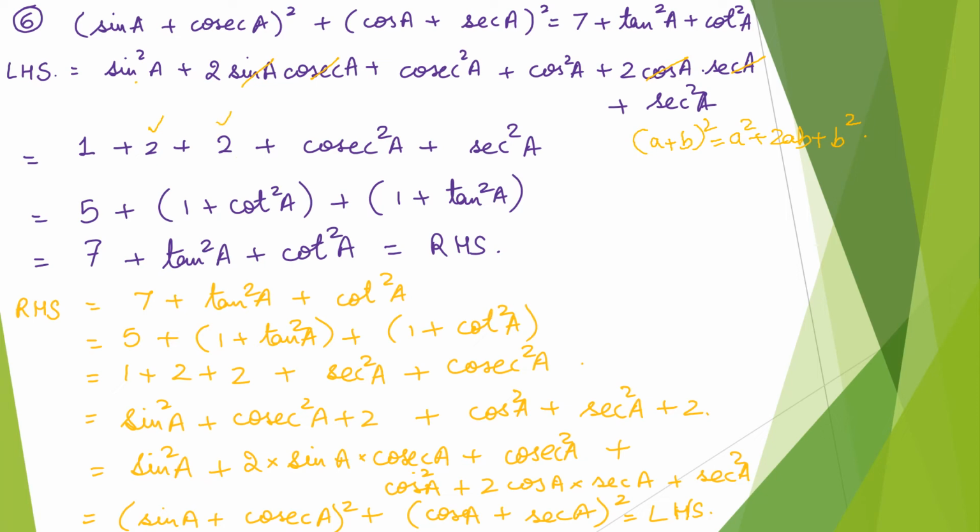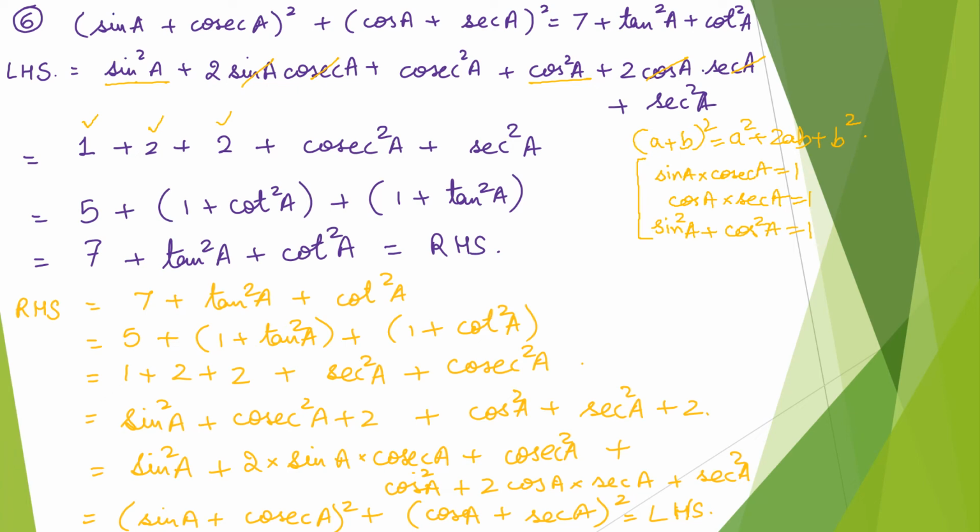I'll get the other 2. In the same way, I'll also get sin square a plus cos square a is equal to 1. So I've got this one. And I'm left with cosec square a plus secant square a. So the identities that we are using over here are sin a into cosec a is equal to 1, cos A into secant A is equal to 1, and I'm also using sin square A plus cos square A is equal to 1.